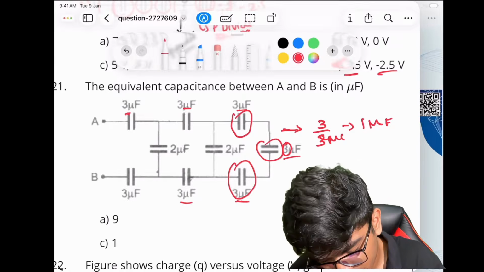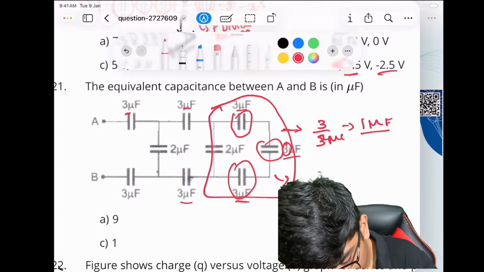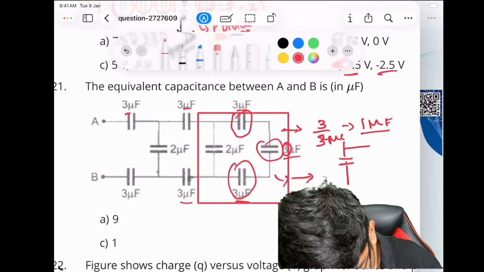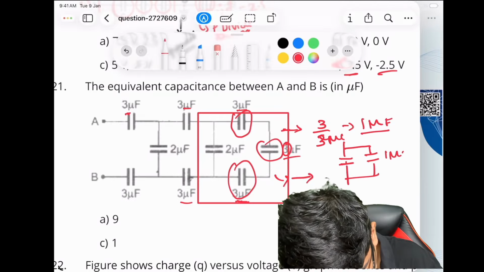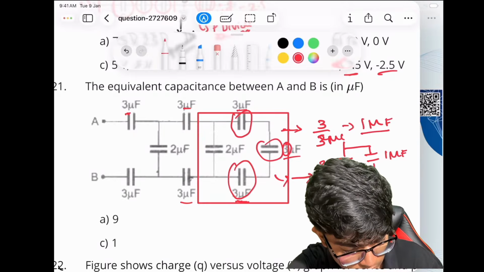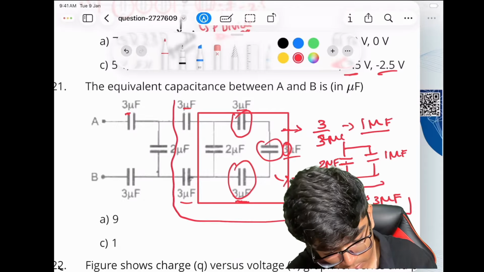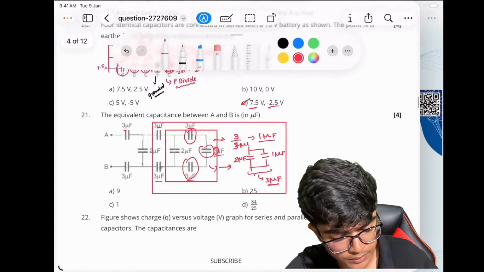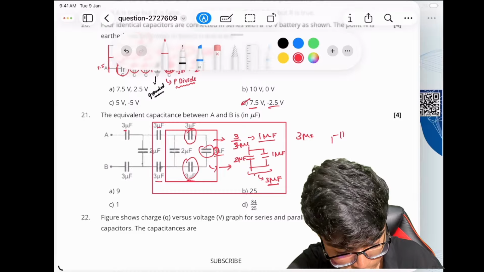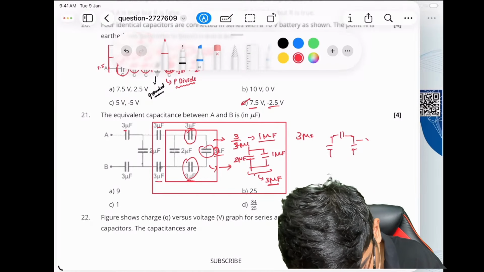Okay, if my effective is 1 microfarad, and if I redraw the circuit in that portion, 1 microfarad, 2 microfarad, so adding these gives 3 microfarad, correct? This 3 microfarad is in series with the other two 3 microfarad. It will look like this. What is the effective of this? The effective is 1 microfarad.